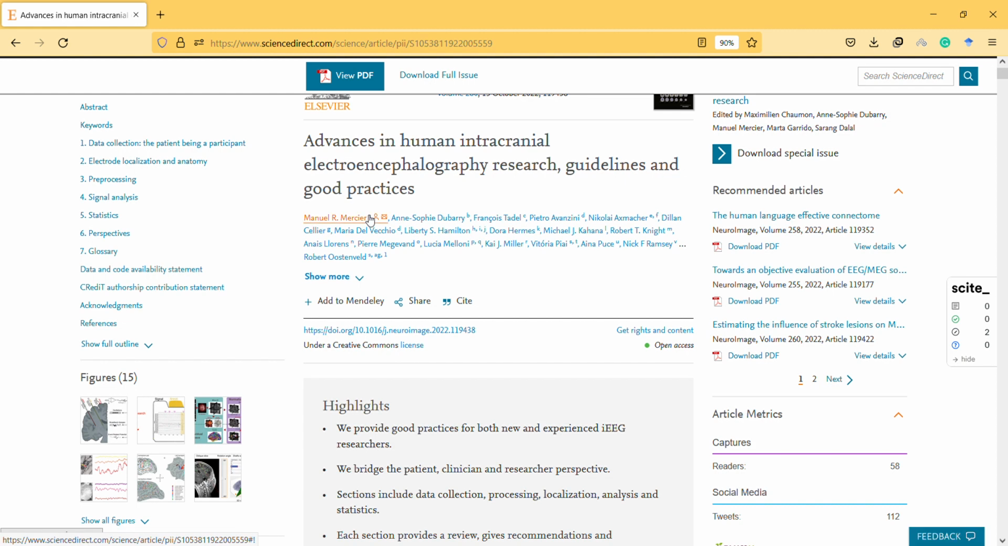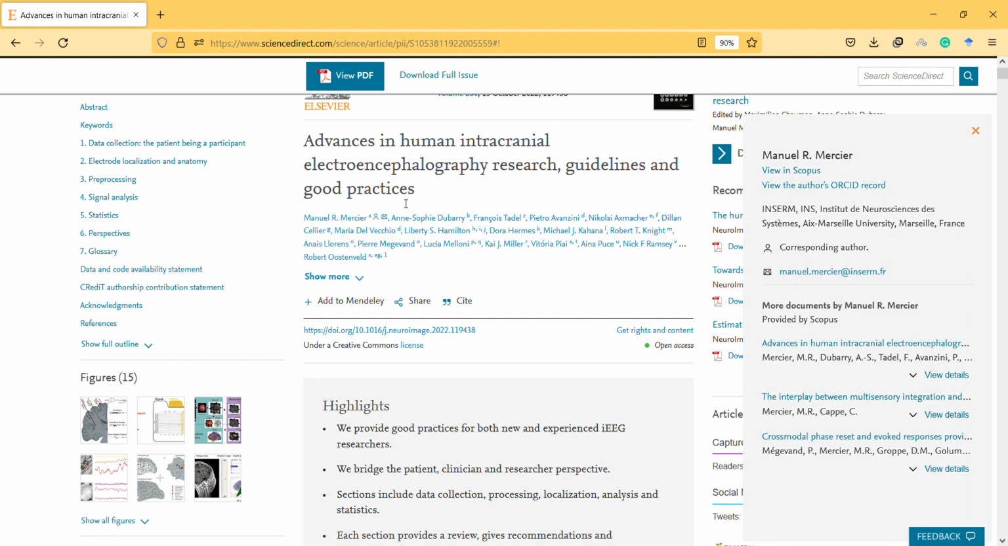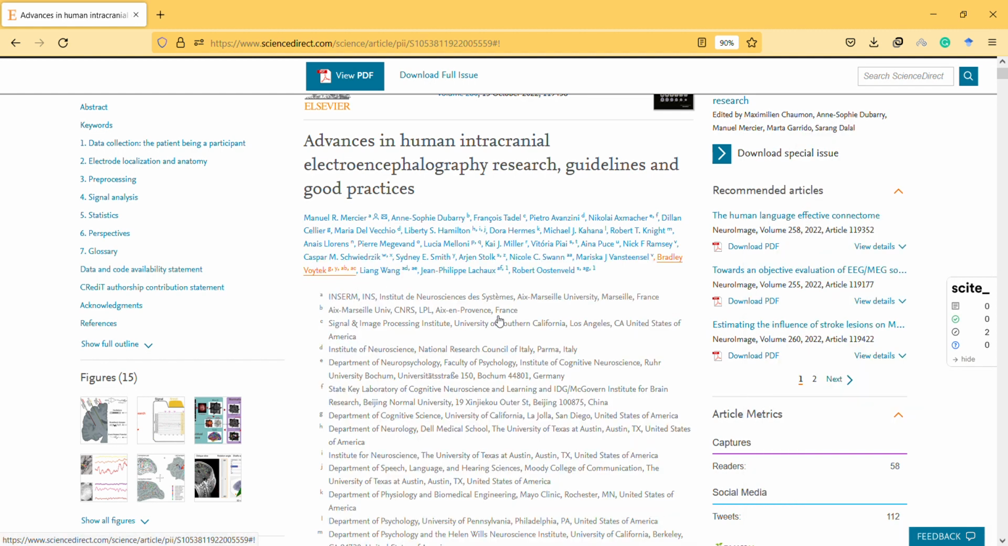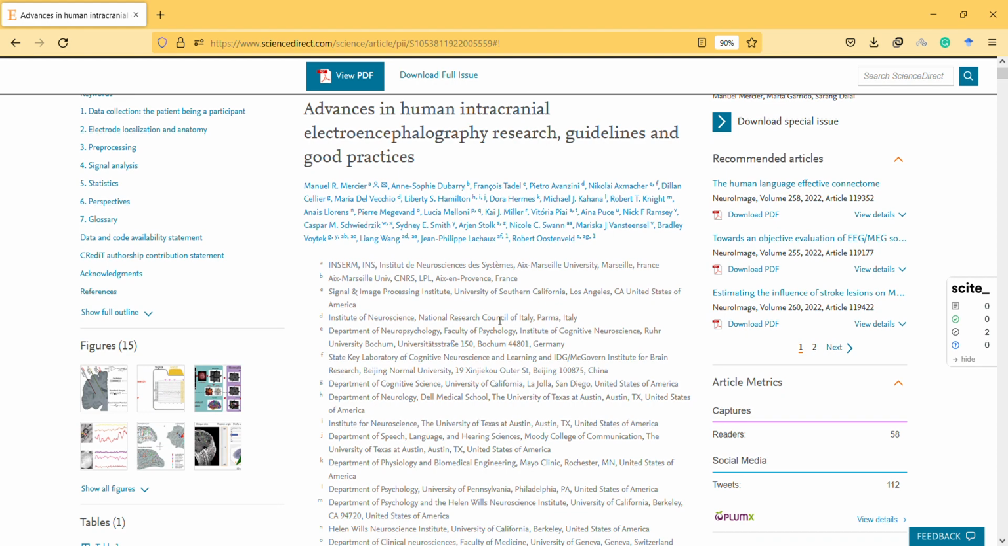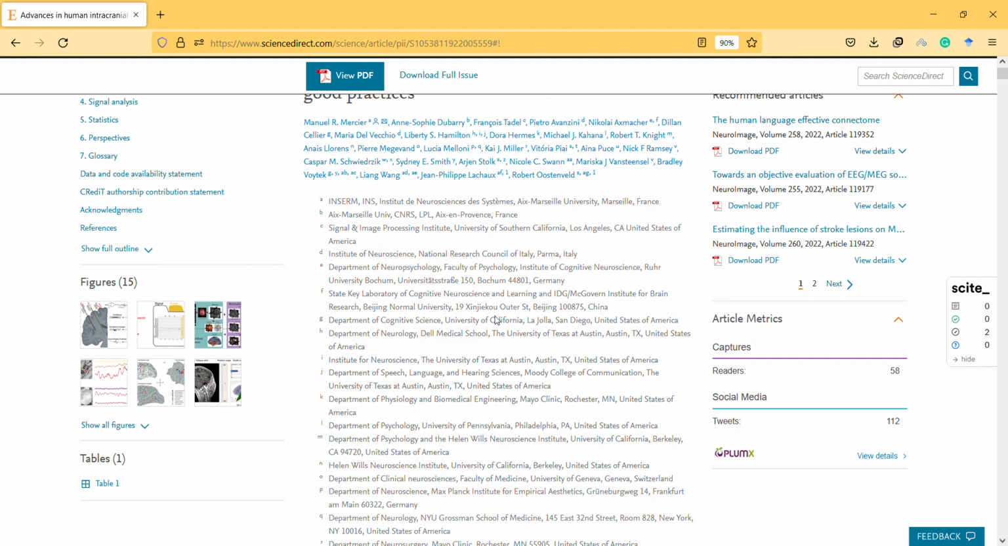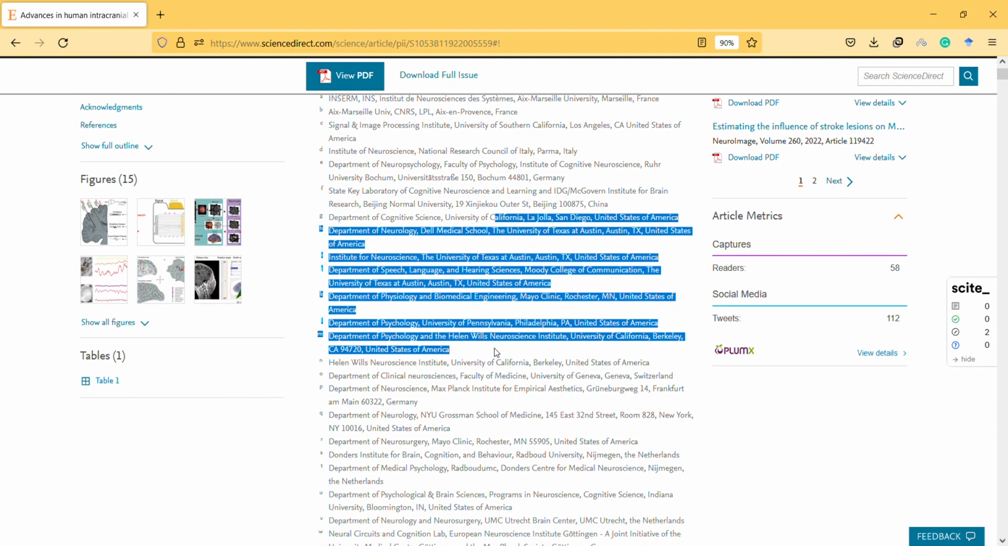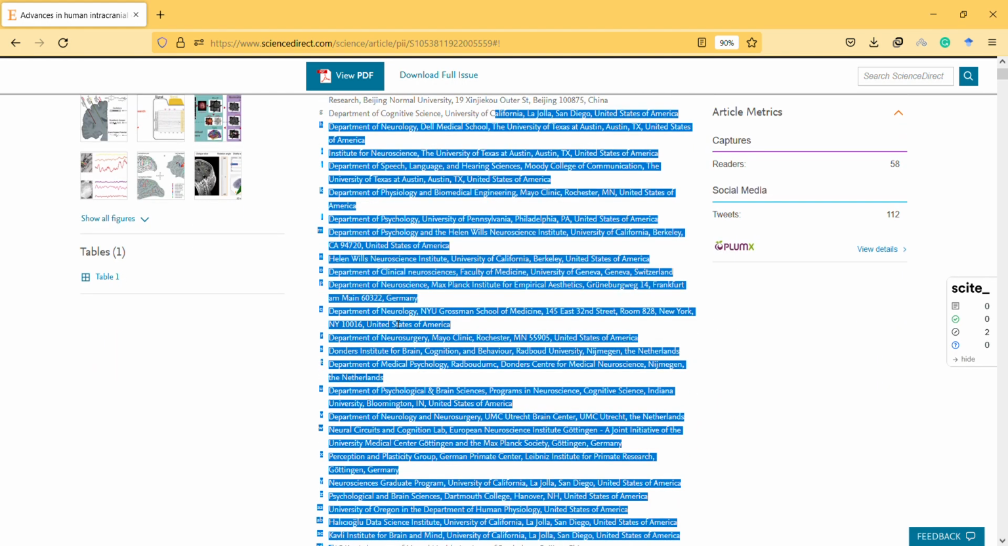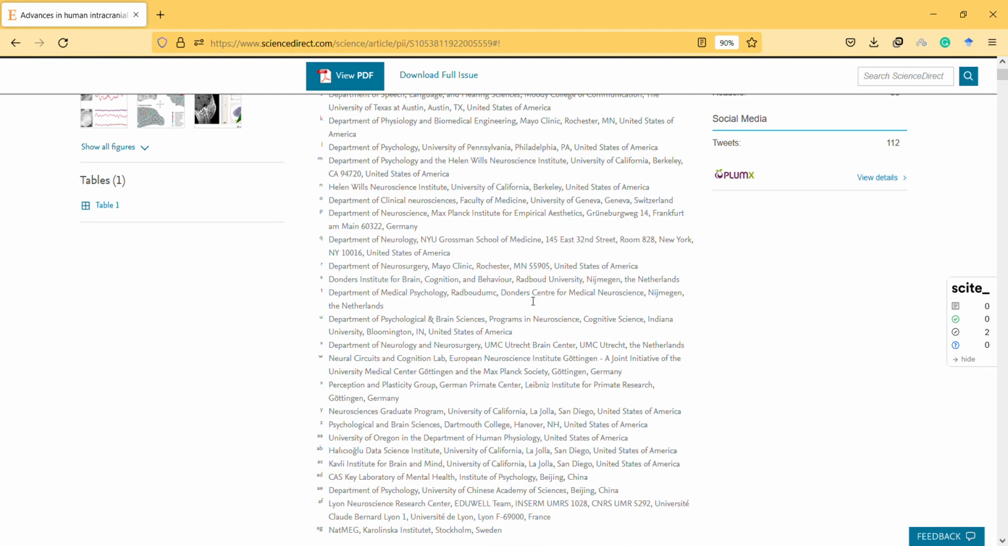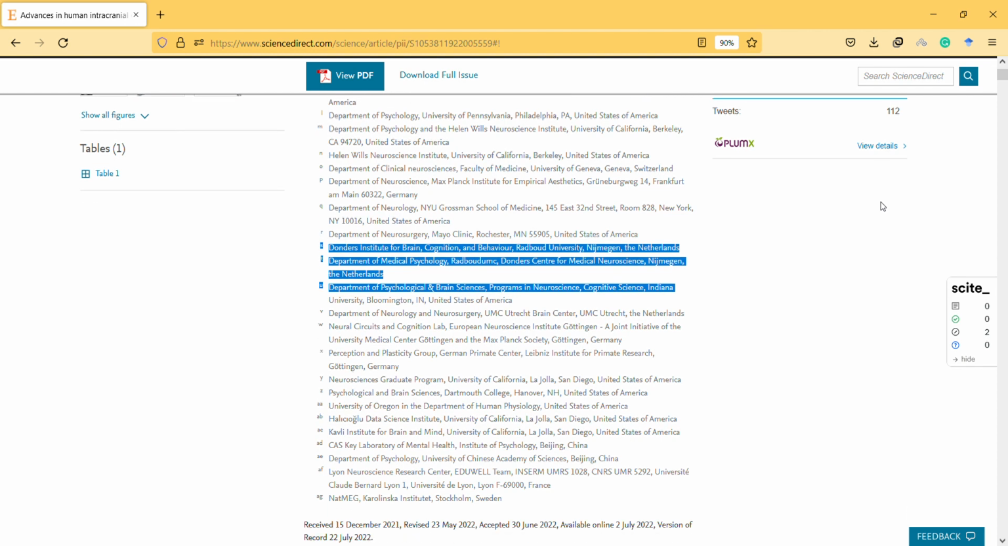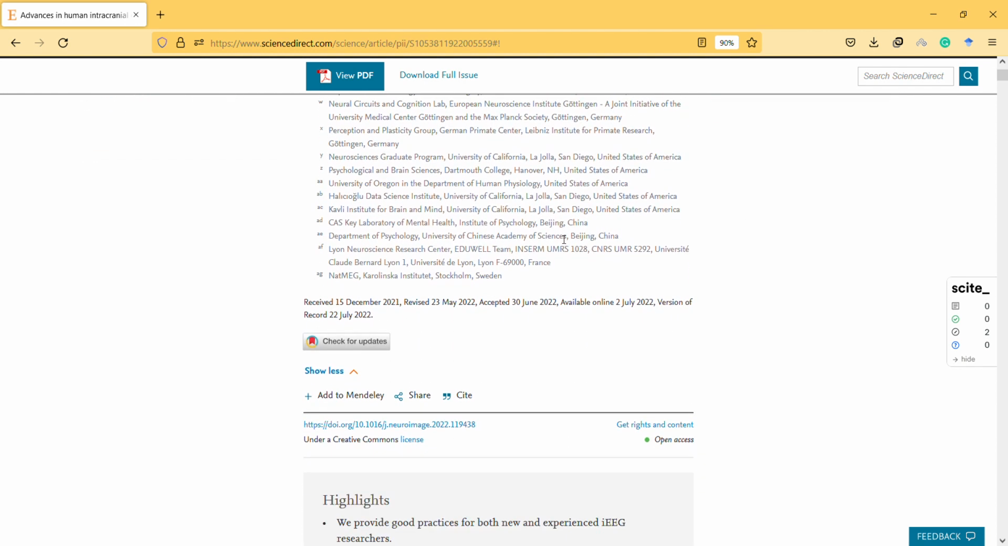And the authors are from the Netherlands, I guess, I don't know, they're from France. Maybe not all of them. So Germany, the US, Switzerland, Netherlands. Anyway, who cares? And even China.